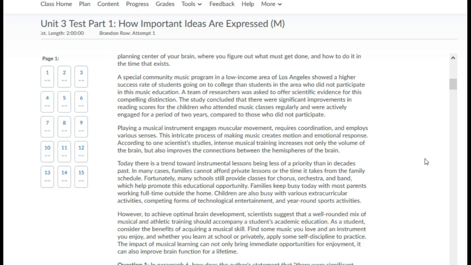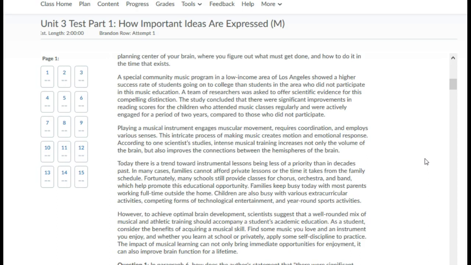Playing a musical instrument engages muscular movement, requires coordination, and employs various senses. This intricate process of making music creates motion and emotional response. According to one scientist's studies, intense musical training increases not only the volume of the brain, but also improves the connections between the hemispheres of the brain.